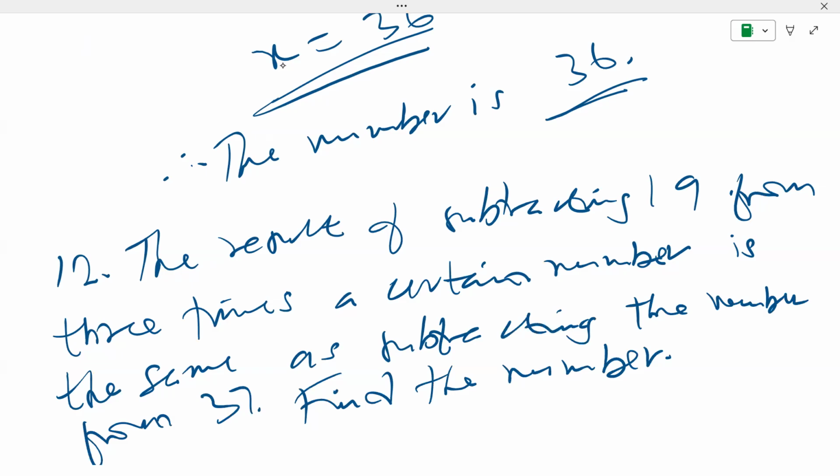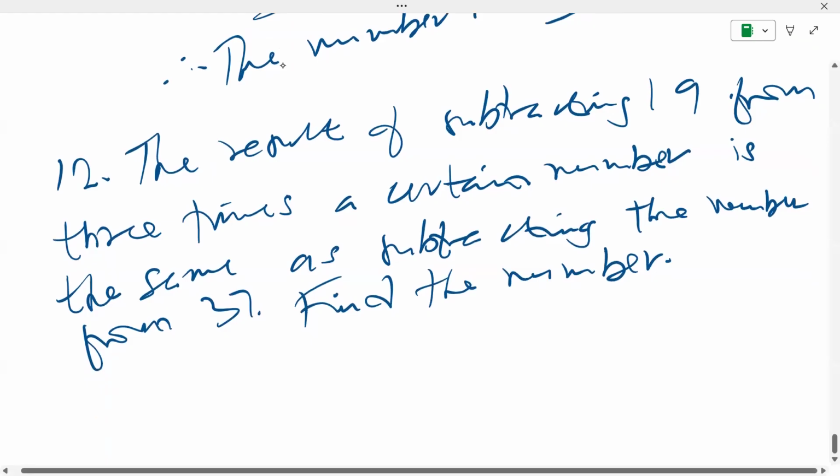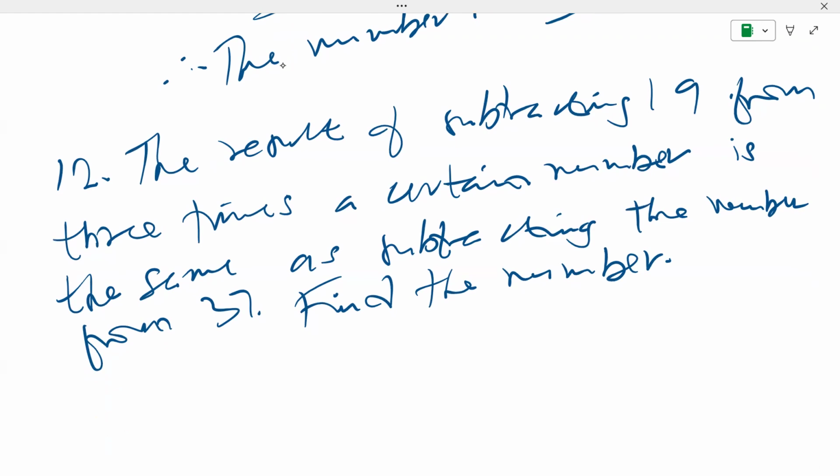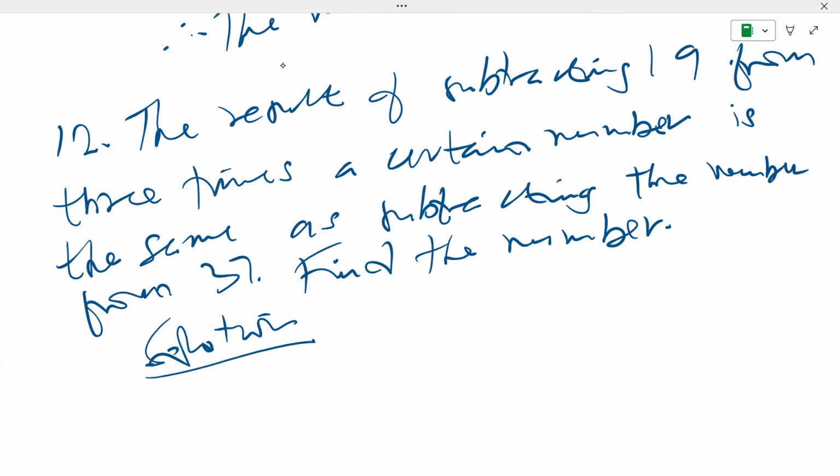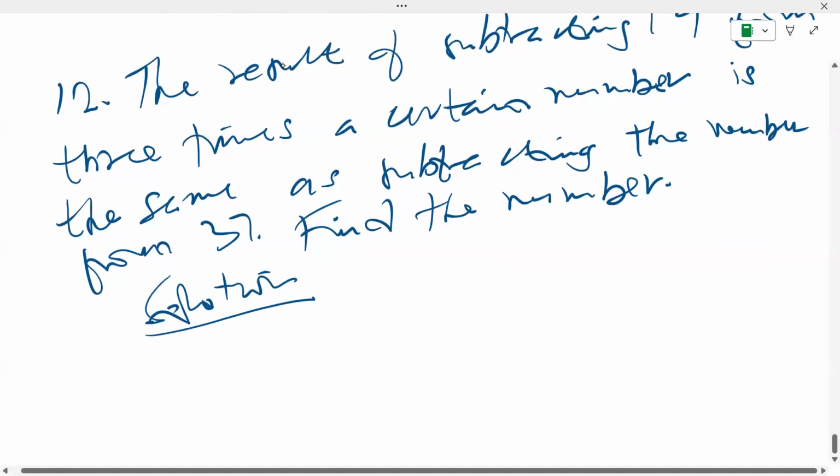All right. So the result of subtracting 19 from 3 times a number is the same as subtracting the number from 37. Find the number. Okay. So even though I wanted to give this to you as an assignment, let me do it for you and then I'll give you another one. So let's take our time and go through.